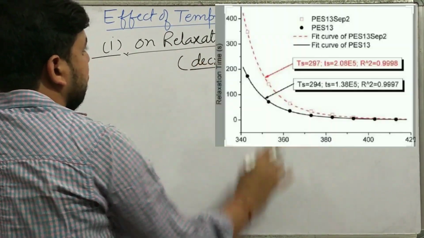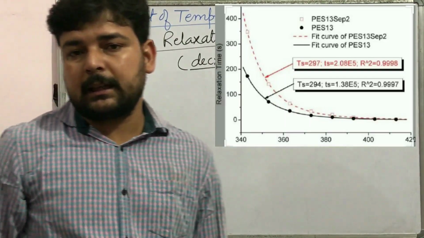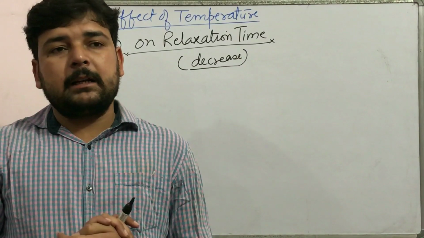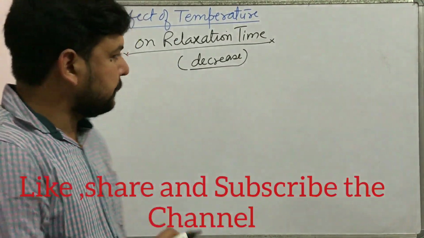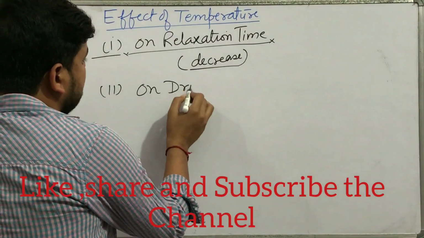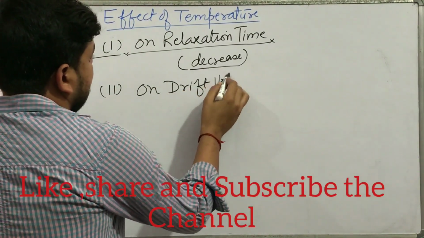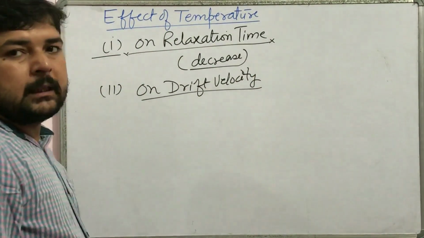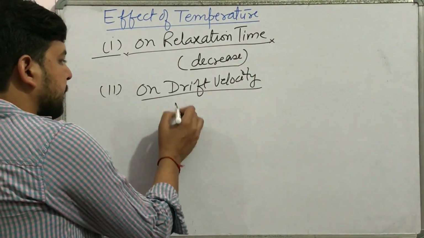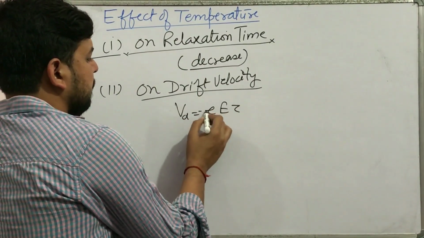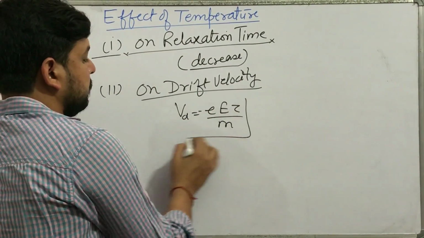So what is the effect of temperature on relaxation time? That is, with the temperature, the relaxation time will decrease. Secondly, what will be the effect of temperature on the drift velocity? Vd equals minus e tau upon m.